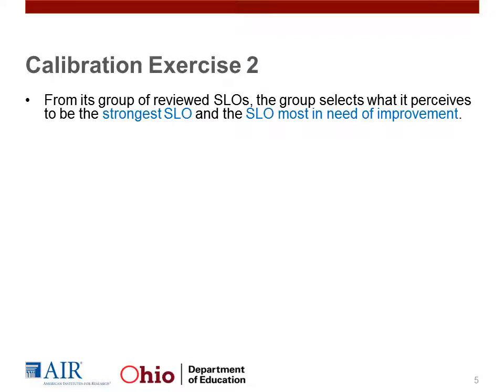The point of the second phase of Calibration Exercise 2 is for all reviewers to provide sufficient feedback to teachers in order to strengthen SLOs with unmet criteria. As a group, select what you perceive to be the strongest SLO or group of strongest SLOs, and the SLO most in need of improvement, or the group of SLOs most in need of improvement.